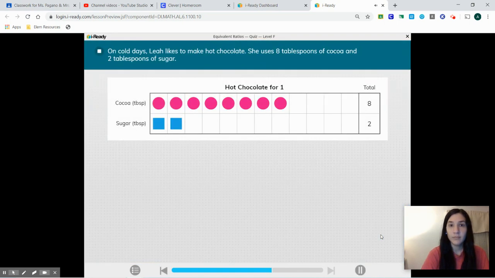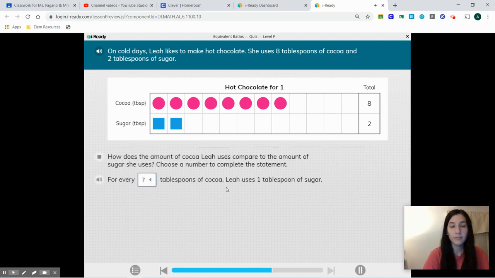On cold days, Leah likes to make hot chocolate. She uses 8 tablespoons of cocoa and 2 tablespoons of sugar. How does the amount of cocoa Leah uses compare to the amount of sugar she uses? Choose a number to complete the statement. So we're going to look at our total ratio, which is 8 to 2, and we're going to simplify it. So when we simplify, we're going to divide 8 by 2 and 2 by 2, which is going to give us 4 to 1. So we know that for every 4 tablespoons of cocoa, she uses 1 tablespoon of sugar.